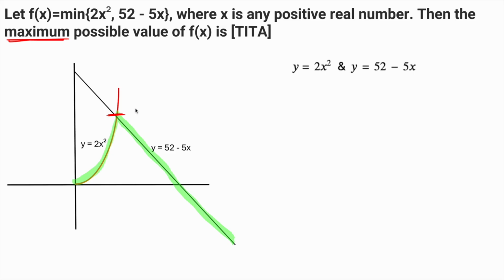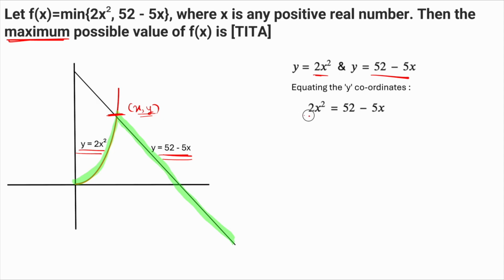Guys, this meeting point has some coordinates, let's say x comma y. These coordinates x comma y are present, or this point is present, on both the graphs y is equal to 2x square and y is equal to 52 minus 5x, right? So the next step is, let us equate the y coordinates of both these graphs. So we'll equate the value of y for both the equations. Basically, we are equating 2x square with 52 minus 5x.